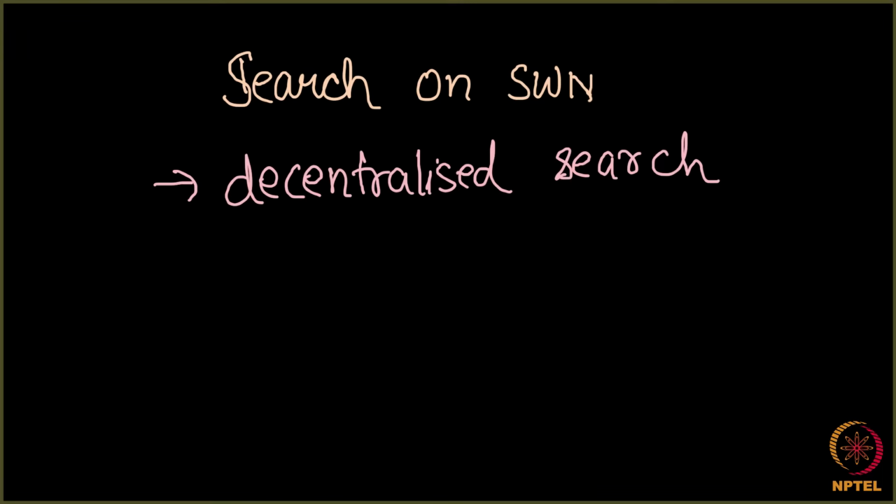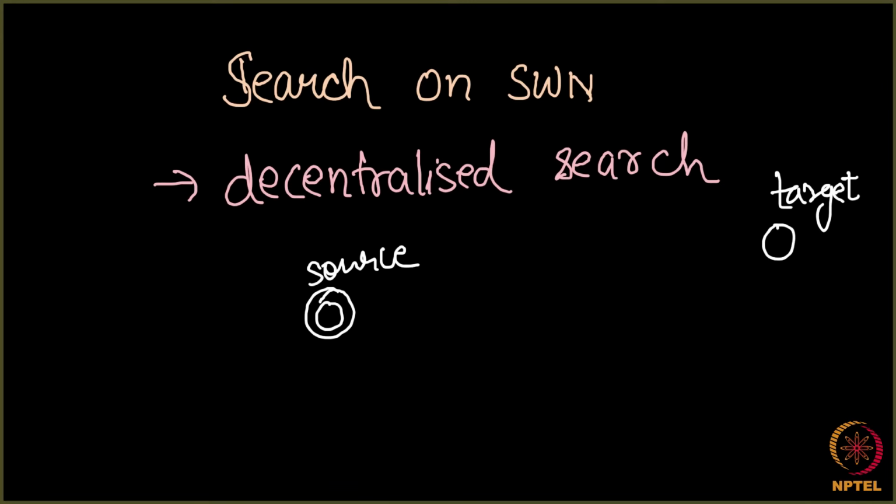We have briefly looked at how do we do this decentralized search. Here is a node in this network, and let's say this is the source node and it wants to find a path to some node, let's say the target node. Let's say it wants to pass on some letter to this target node.